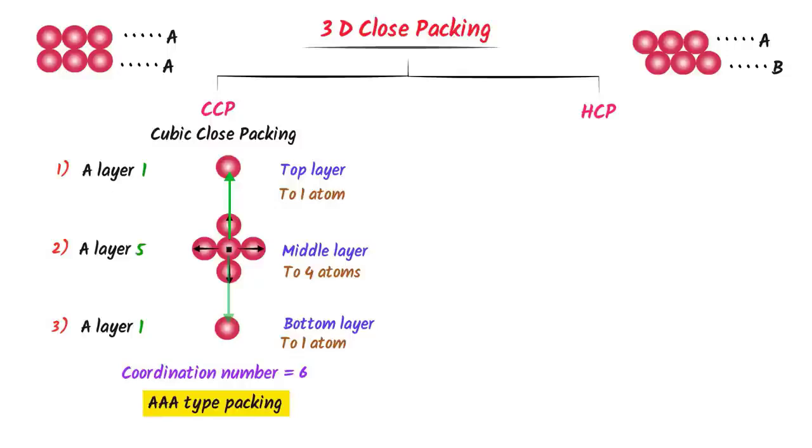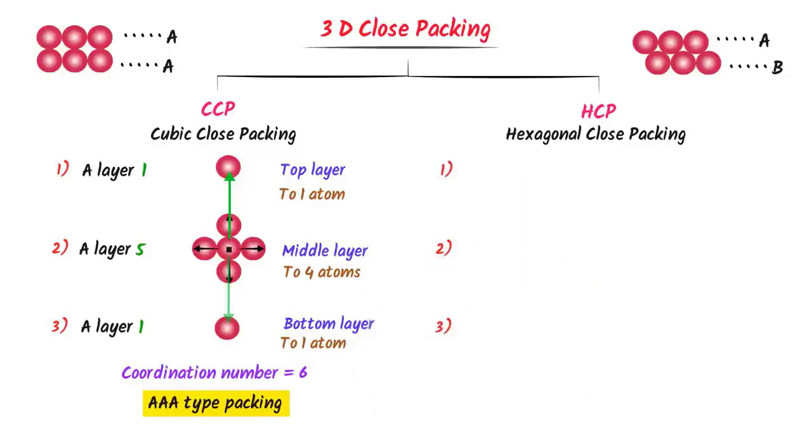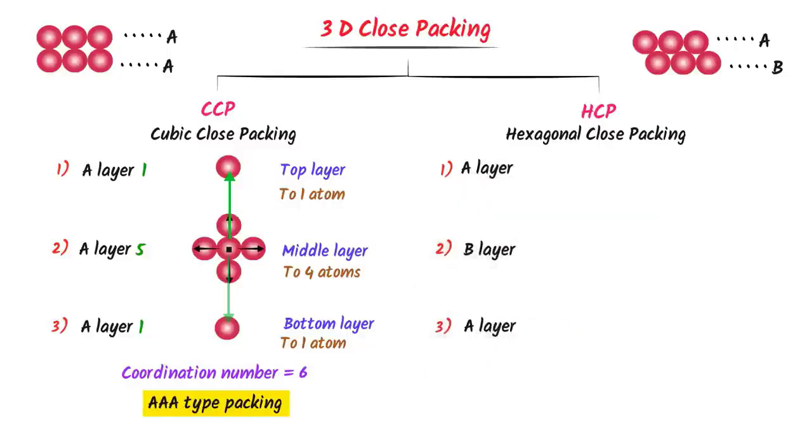Secondly, HCP stands for hexagonal close packing. We already know that in 3-dimensional packing, we need 3 layers. In case of hexagonal close packing, I select A layer, B layer and A layer. I write 373. This 3 means I take 3 spheres in the first layer, 7 spheres in the second layer and 3 spheres in the third layer.